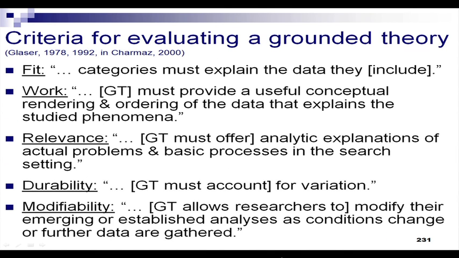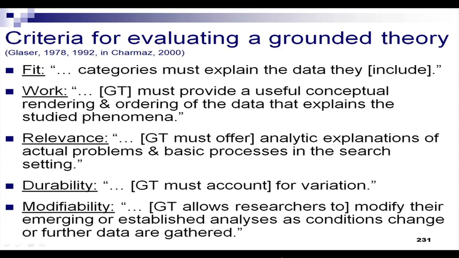Some criteria for evaluating grounded theory were proposed by Glaser. The first criterion here is fit. We make categories. We get into data, we make categories. We'll discuss this in a little while. The categories must explain the data they include. So the definition of the category must fit with the descriptions of whatever is included in that category. There must be a match between what the category represents and whatever is included in that category.